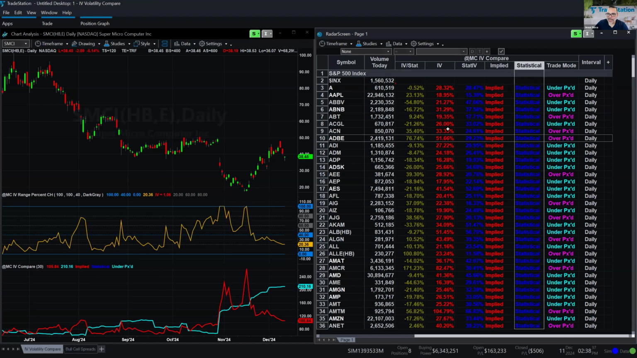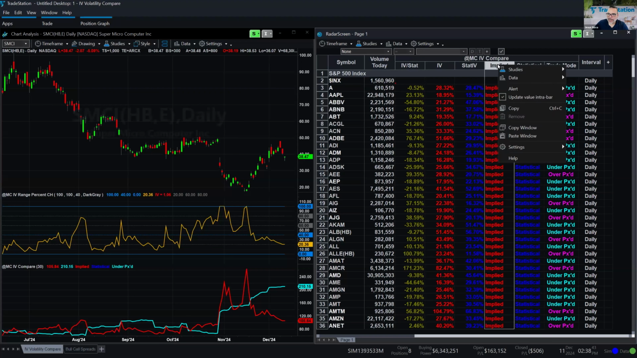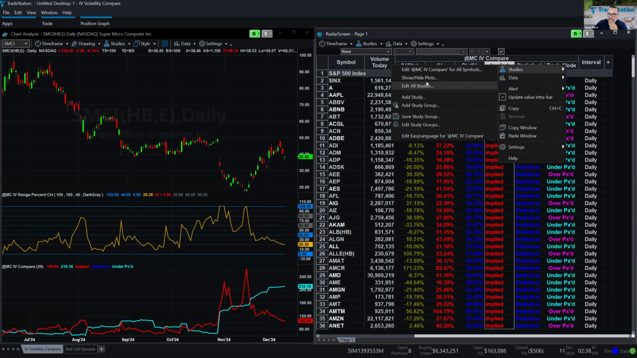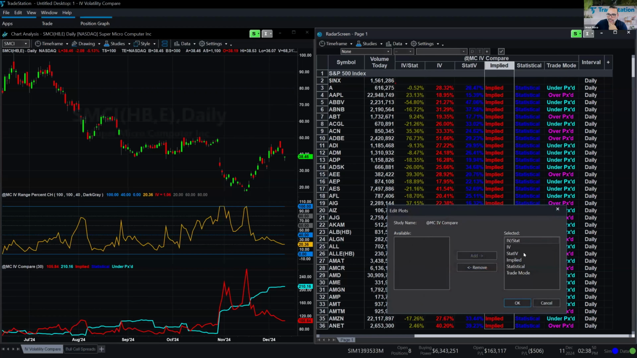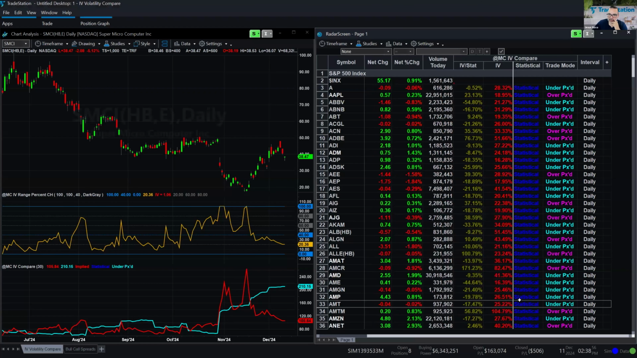So red is implied and blue is statistical, but I can just look at the column headers up here as well. So if I right click on that header, go to studies, and click on show hide plots, I'm going to hide statistical volatility and implied, at least the labels. I'm going to click OK, and you can see how everything just condenses a little bit more.